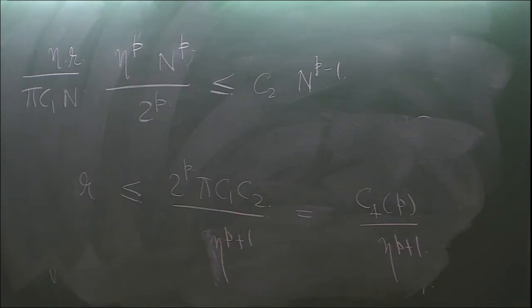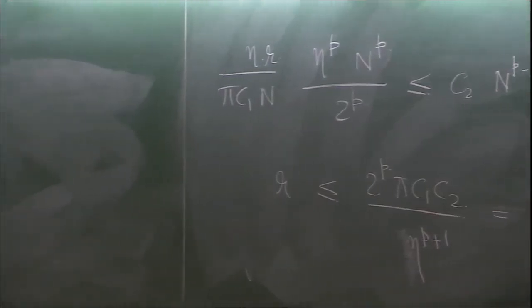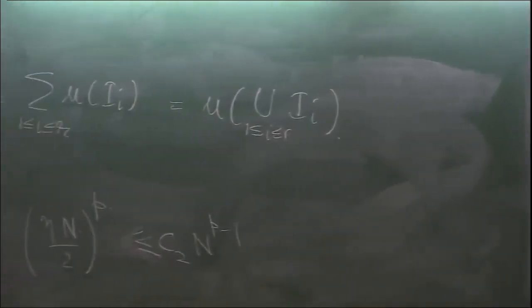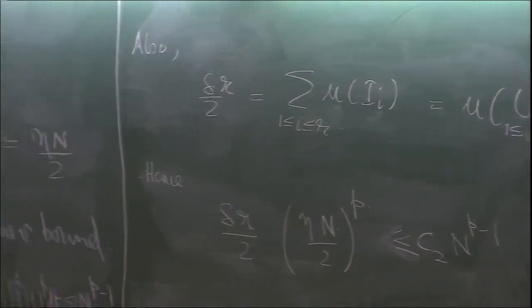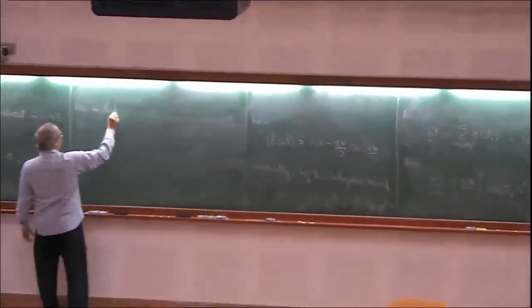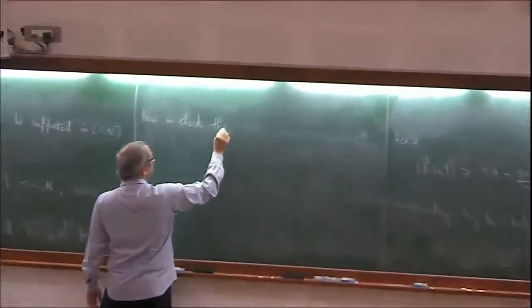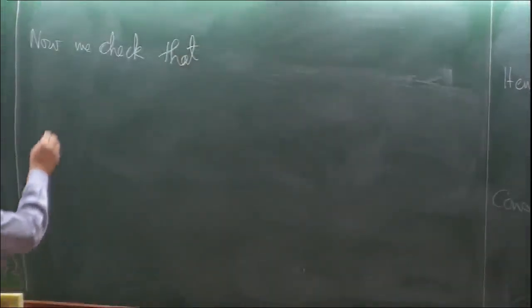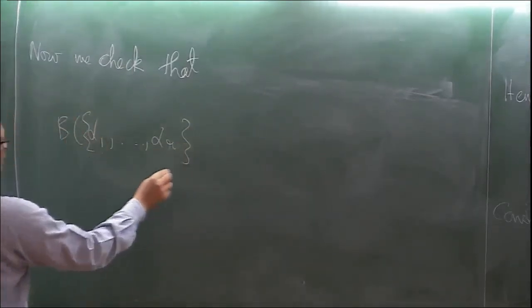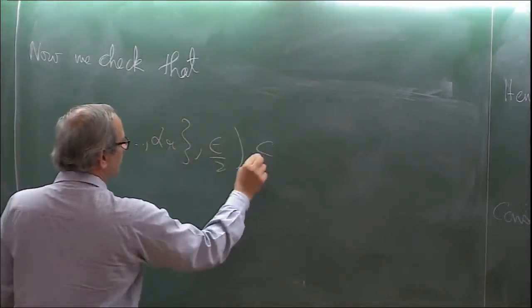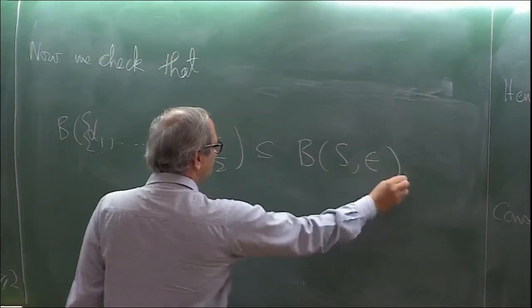That is one thing. And second thing now is to verify that the Bohr set corresponding to B alpha 1, alpha 2, alpha R is actually contained in, I mean, now we check that B alpha 1, alpha 2, alpha R epsilon by 2 is contained in BSE epsilon.